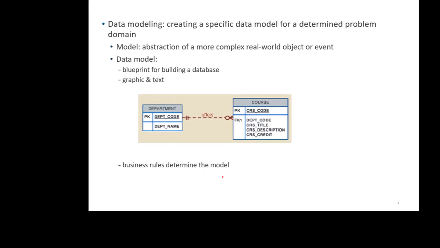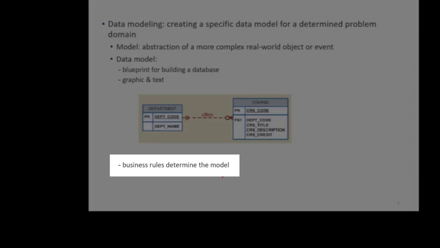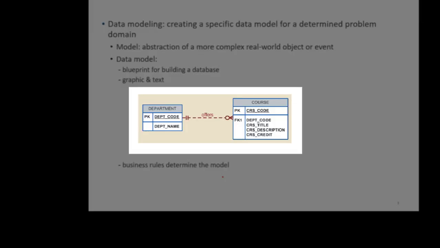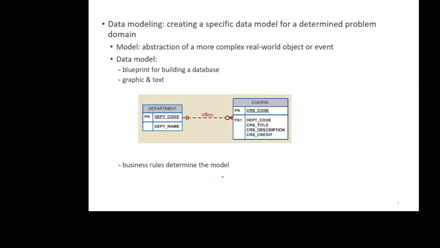As I mentioned earlier, business rules will determine this data model. This is a very simple ER diagram using crow's feet notation. You'll learn what all of that is. And it's describing the relationship between two entities, one department entity and a course entity. And you'll understand this as we move forward.